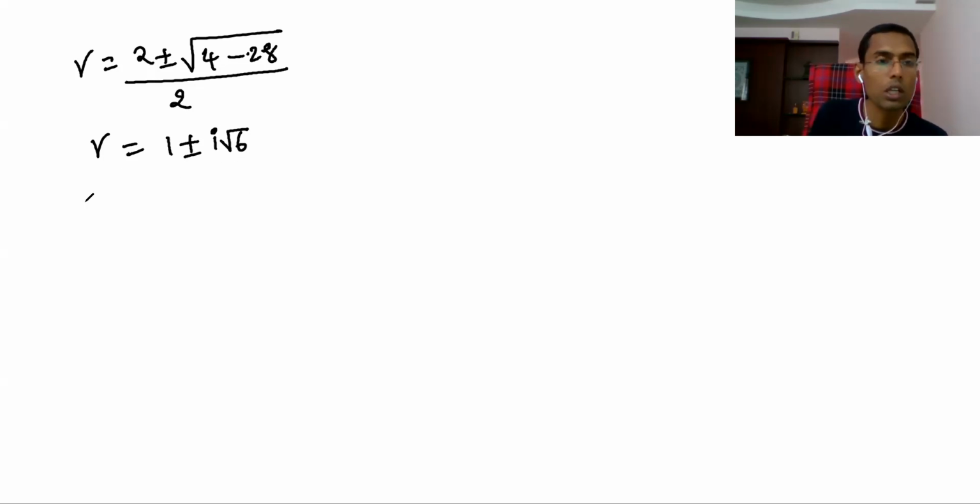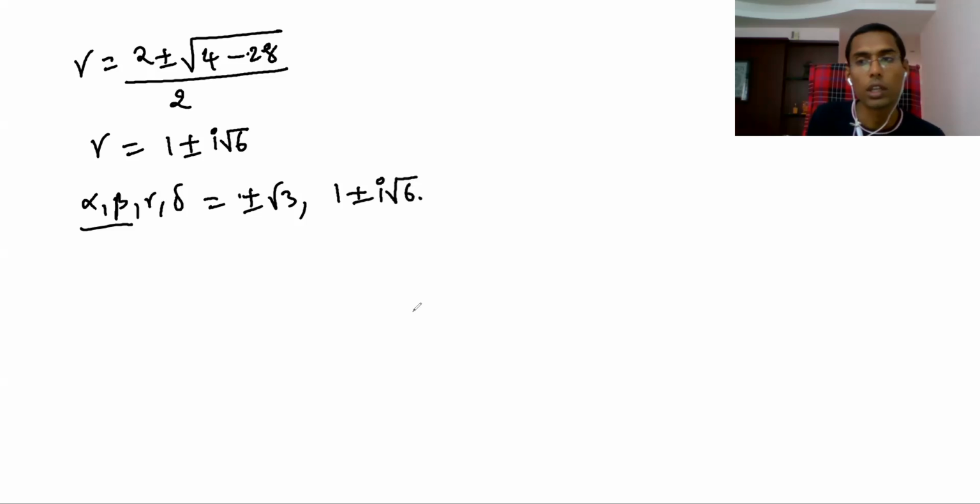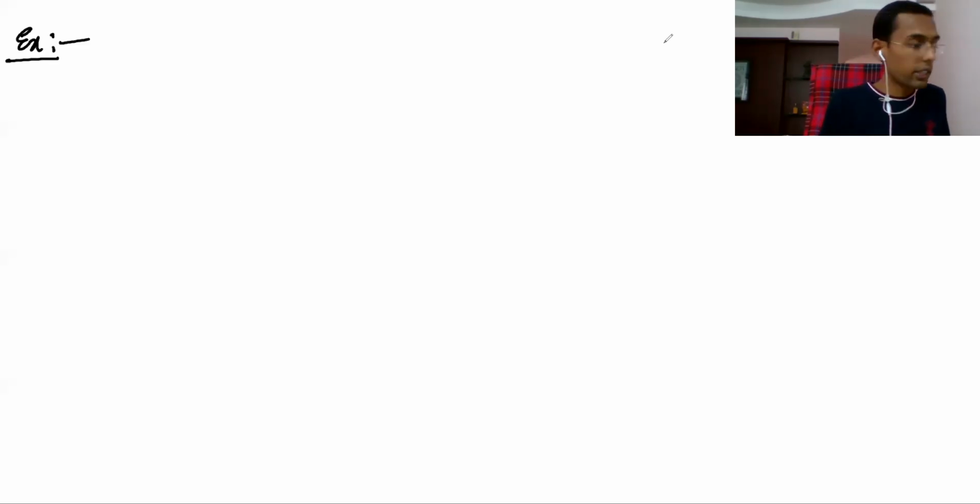So we got the values of alpha, beta, gamma, delta. Alpha and beta are plus or minus root 3, and gamma and delta are 1 plus or minus i root 6. So these are the roots. Like this, you can find the roots when a relation between roots and coefficients is given. Okay, here is another example. Solve.